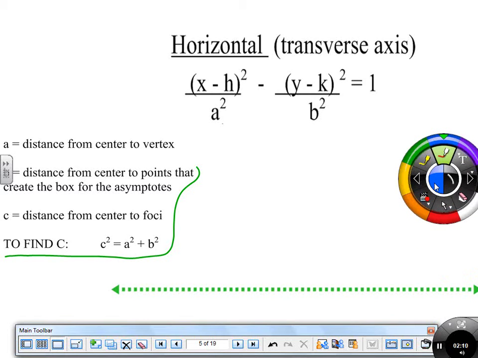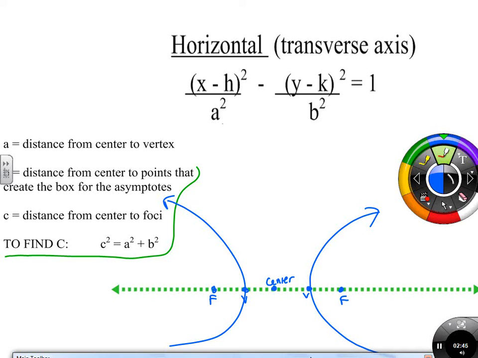So having a horizontal transverse axis means I expect there to be some center, and then from that center, some vertex points. And then also, like we saw, some focus points. And how we get these distances we'll talk about in a little bit. And the branches of the hyperbola will go through the vertex points and wrap around the focus points.